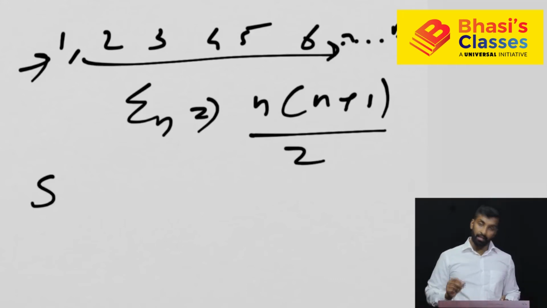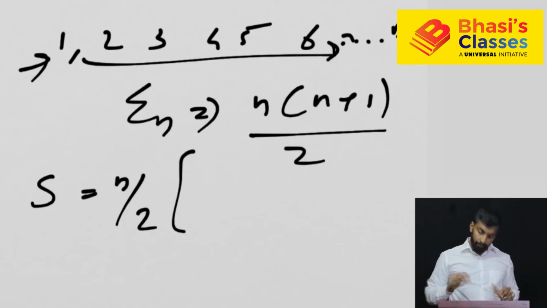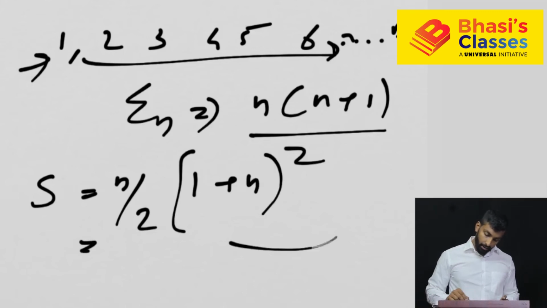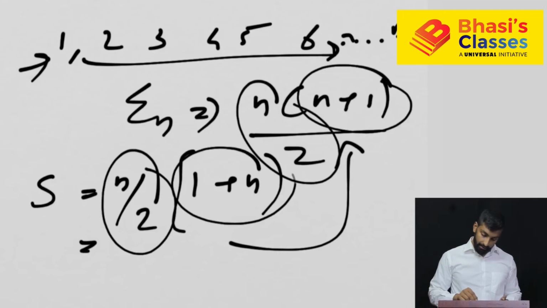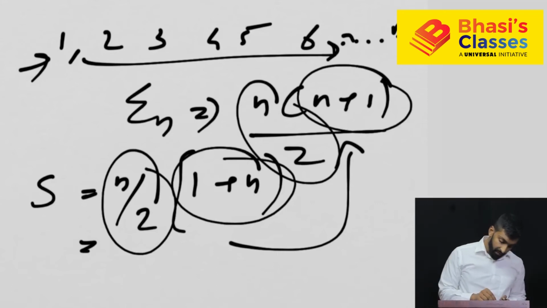Let's take n terms. What is our formula? n by 2 into first term, that is 1, plus last term. This is what you got here only. This is n by 2, this is n by 2 into n plus 1, 1 plus n. So both are actually the same. So you can get questions based on sigma n.